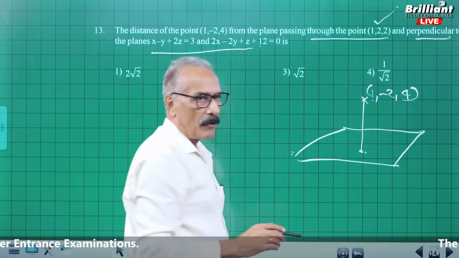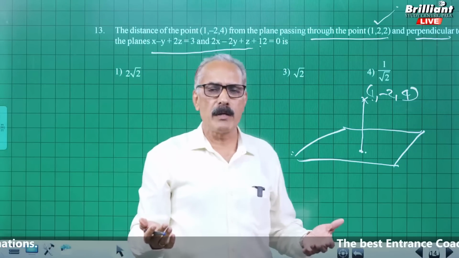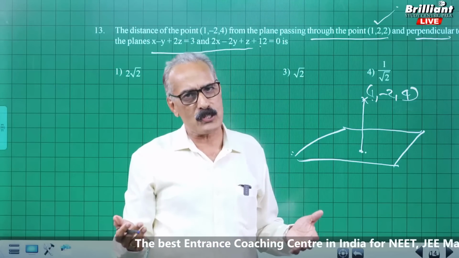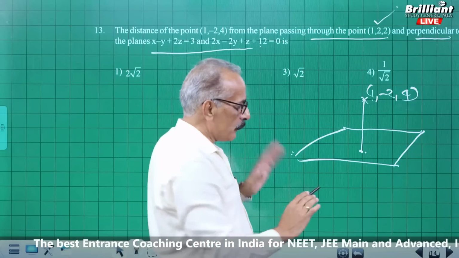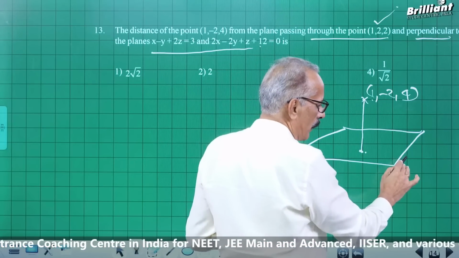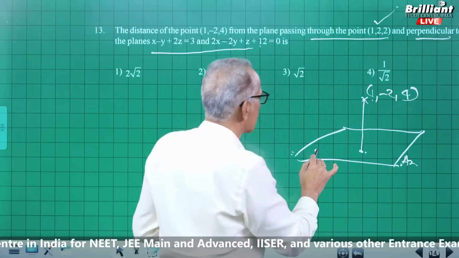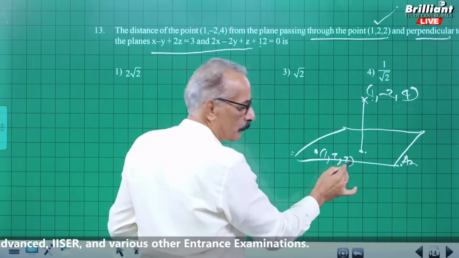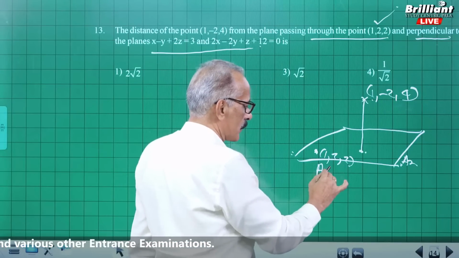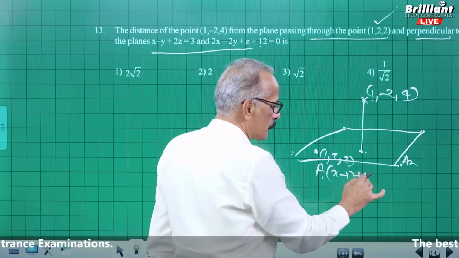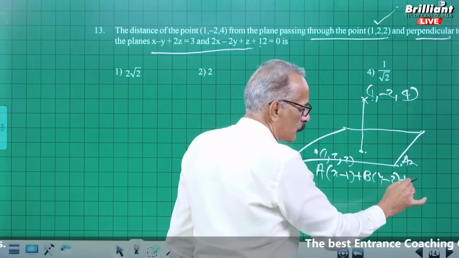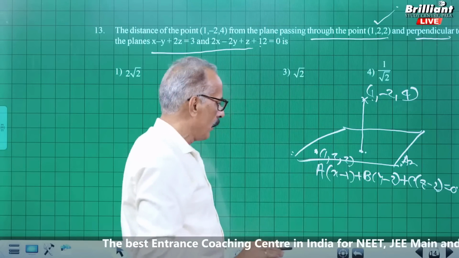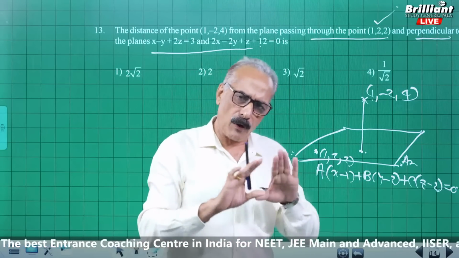What's the formula? The modulus of (Ax1 + By1 + Cz1 + D) divided by the root of A square plus B square plus C square. So you should know the equation of this plane. This plane is passing through the given point (1, 2, 2). Therefore, the equation is a(x - 1) + b(y - 2) + c(z - 2) = 0. If I can get a, b, c, the problem is solved.